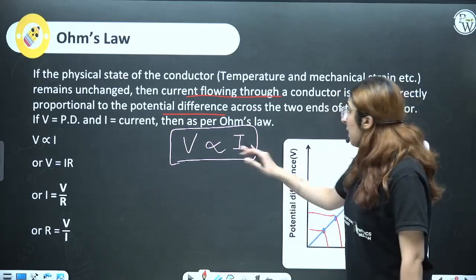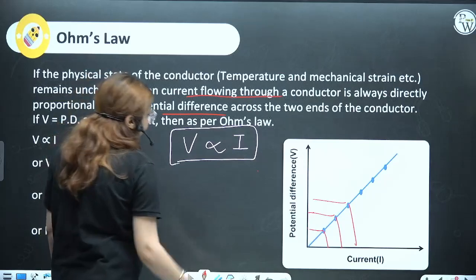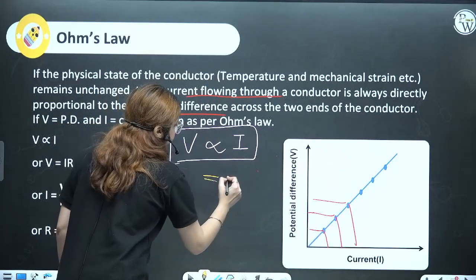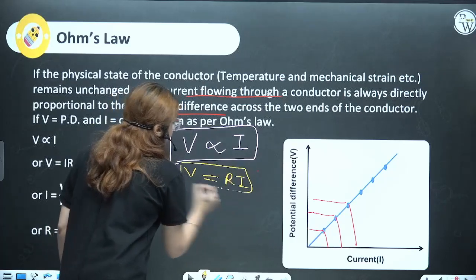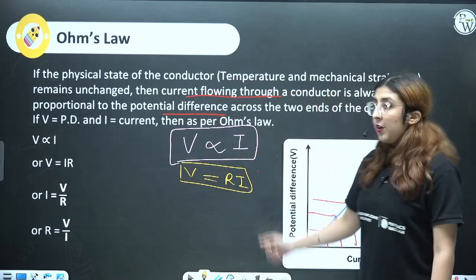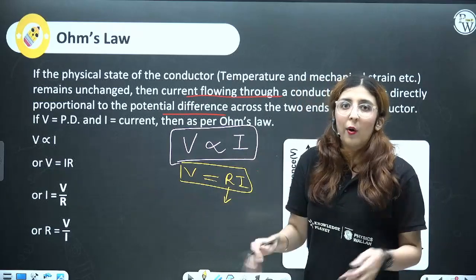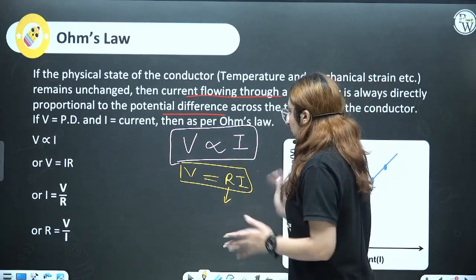Now, the proportionality sign, we never work with this, so I have to remove it. In order to remove it, I need to introduce an equal to sign with a constant. This R is nothing but a constant called resistance that I have introduced over here. You cannot say this is a universal constant. No, it is a material specific constant.